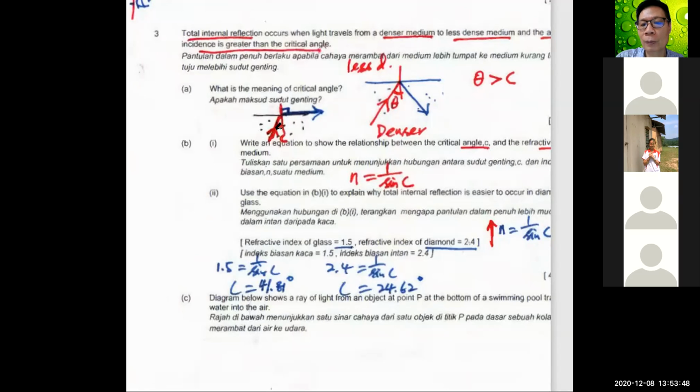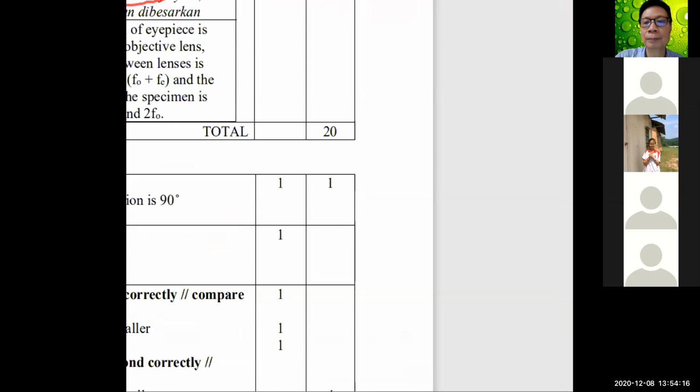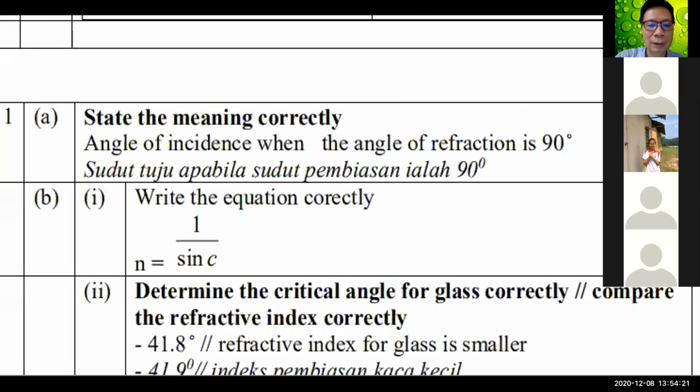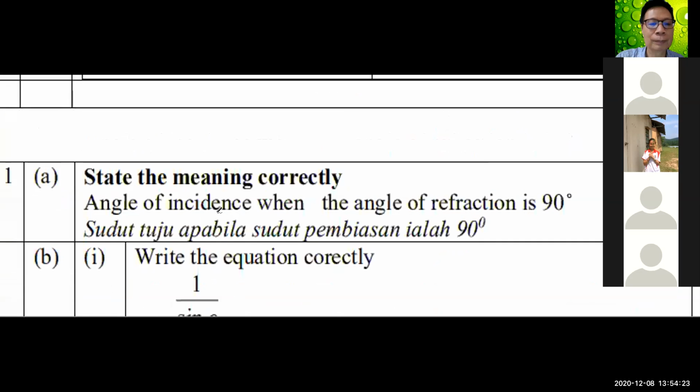Total internal reflection will happen when you make this angle bigger than the critical angle C. Now you see, this angle is bigger than C. Then the light will come back. It will reflect internally inside the water. So this is total internal reflection, and this is critical angle. Okay, now please follow the answer. This is the answer for critical angle.